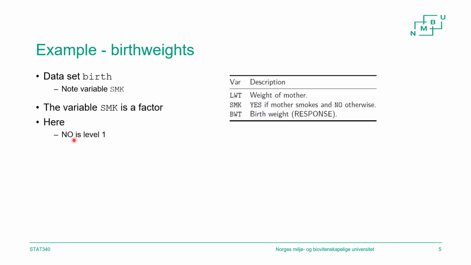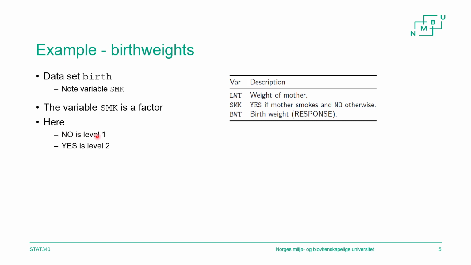Because it has 2 levels. And no is level 1, yes is level 2. And this happens to be the alphabetical order as well. Can you see that? Because N is before Y in the alphabet. But otherwise, this is something we should decide. And the point is that the first level you should think of as sort of a reference. This is the normal situation or default situation, right? While all the other levels are sort of deviations from this normal situation.